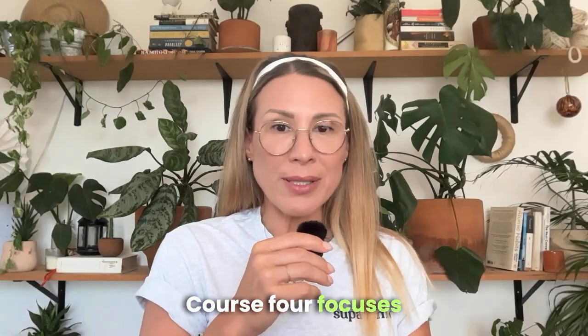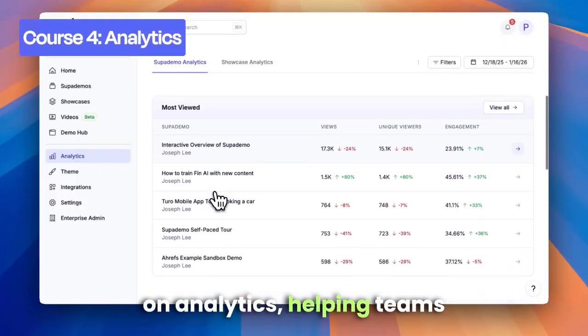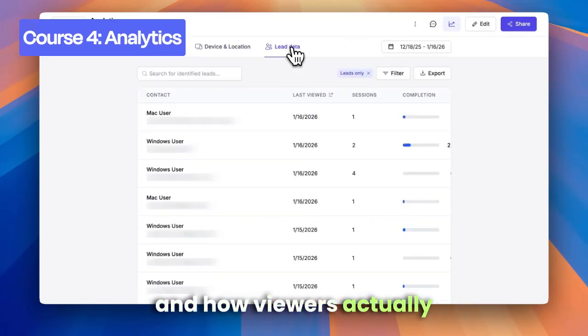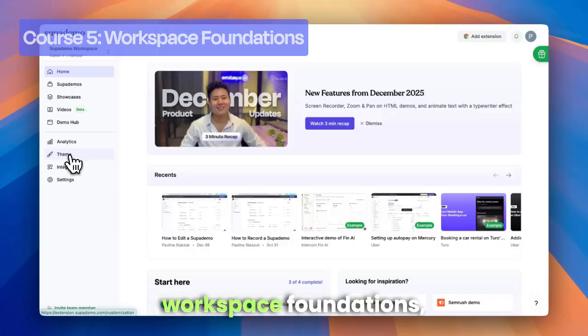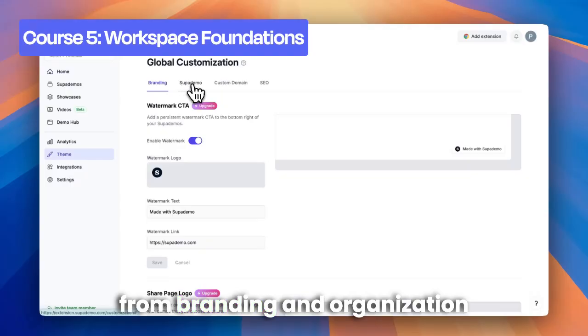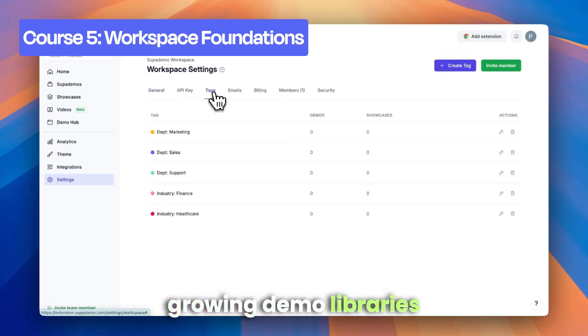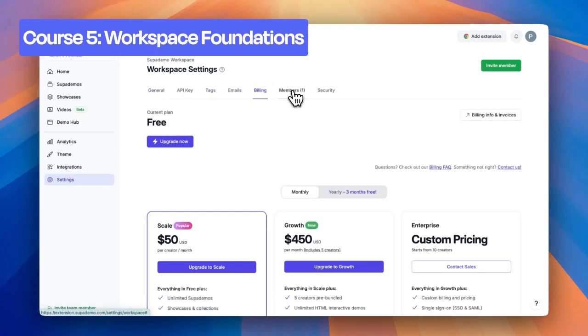Course 4 focuses on analytics, helping teams understand how demos perform and how viewers actually engage with them. And Course 5 covers Workspace Foundations, from branding and organization to managing growing demo libraries as people get involved.